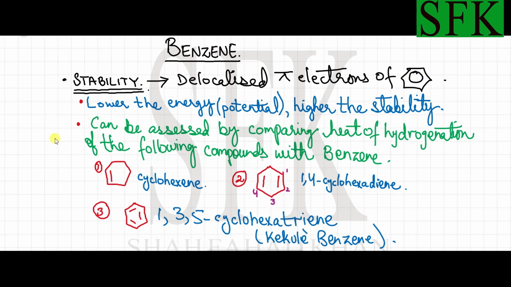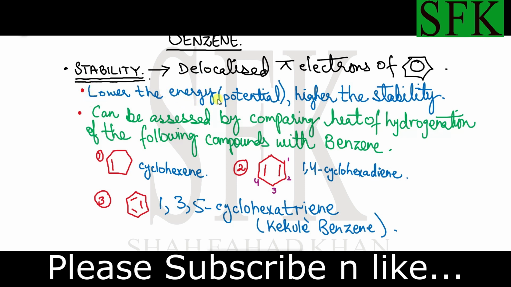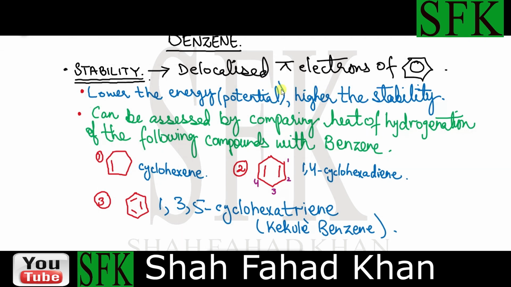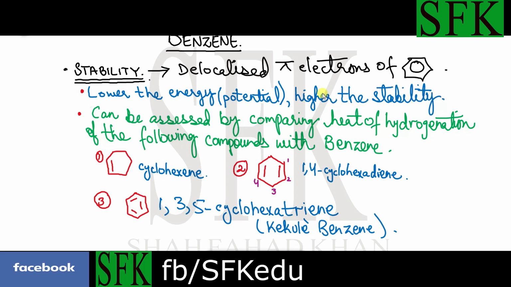A general law is the relation of energy with the stability of a particular compound. So a general law relating the two quantities, stability and energy, is that the lower the energy, the higher the stability of a compound, and vice versa. Meaning, the higher the potential energy of anything, the lower the stability of that compound.